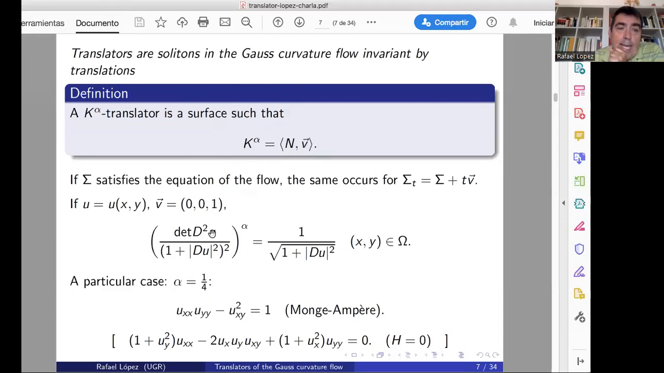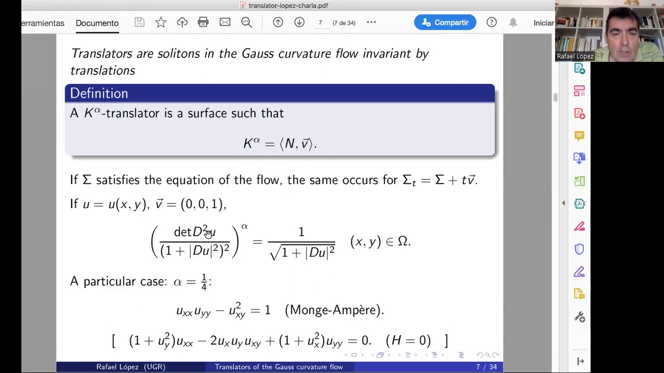Okay, if you consider the non-parametric way to look at this equation, then if you consider the graph of a function u, then this is the equation. This equation is this one. Okay, and in this case, the speed is vertical. It's (0, 0, 1). Then, if you look, it's a difficult equation here. It's the determinant of the Hessian. Okay.